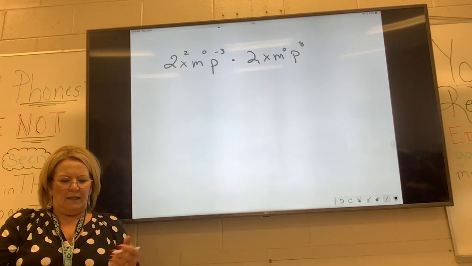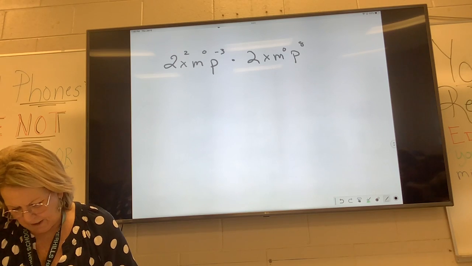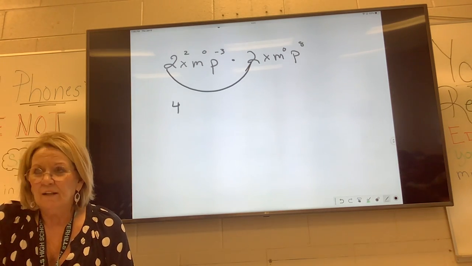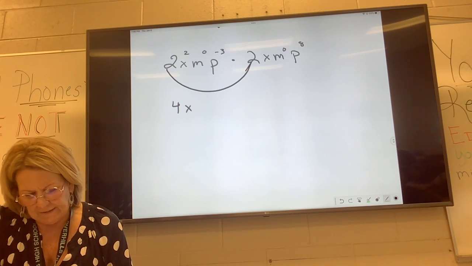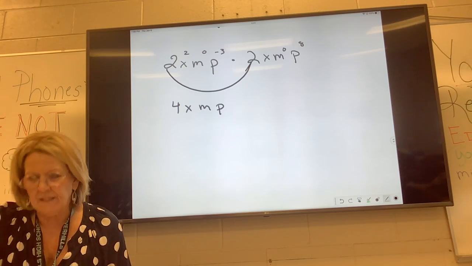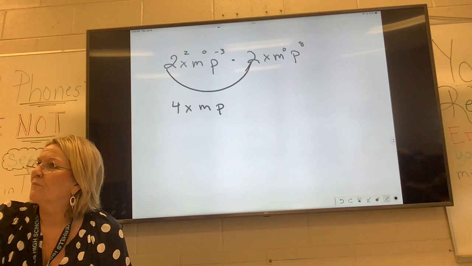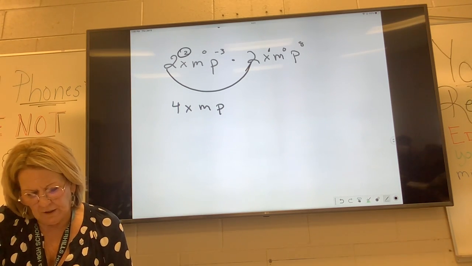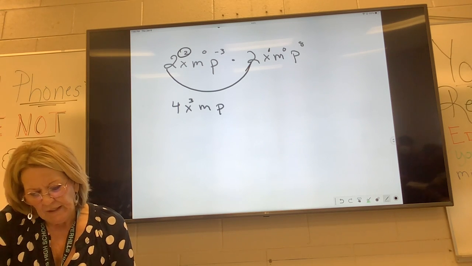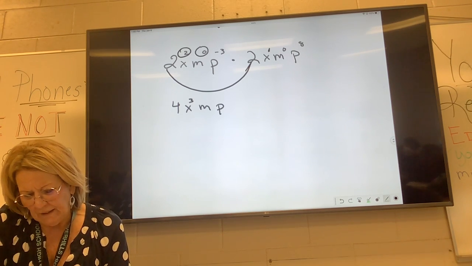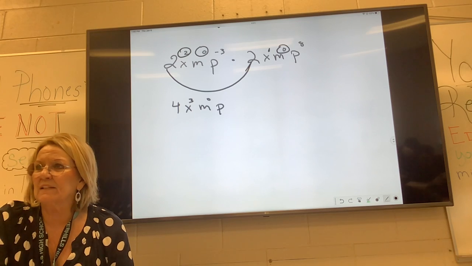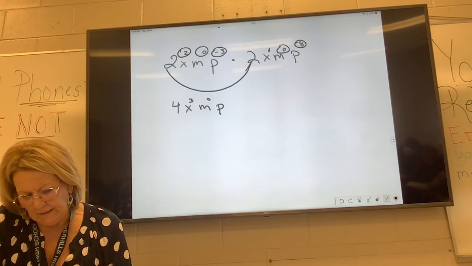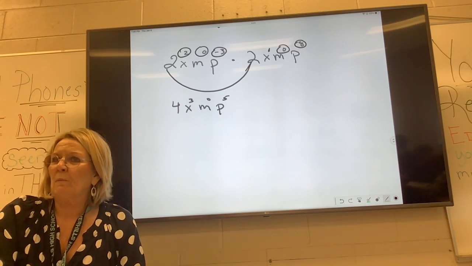So if you were on IXL doing this problem, you're still going to multiply your two coefficients. That gives you a 4. You're going to write your variables down: X, M, P. Are you with me? Okay. X2 plus an understood 1 is 3. M is 0 and 0 is M0. P negative 3 and 8 is P5.